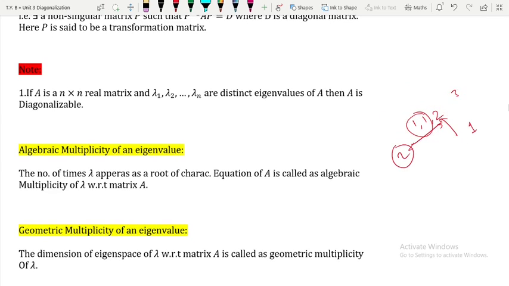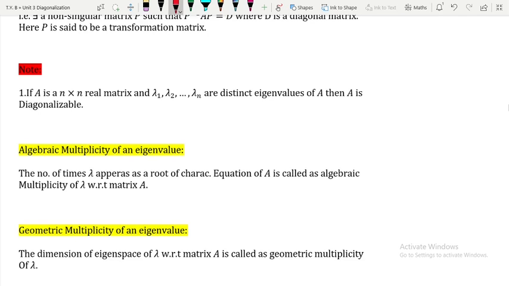Next is the geometric multiplicity of an eigenvalue. So what is the geometric multiplicity of an eigenvalue? That is also simple. We have already learned how to find the basis of the eigenspace, right? So you simply see the number of vectors in the basis of the eigenspace. As I am saying number of vectors in the basis of the eigenspace, immediately in your mind you might think of the concept of dimension, and you are absolutely right.